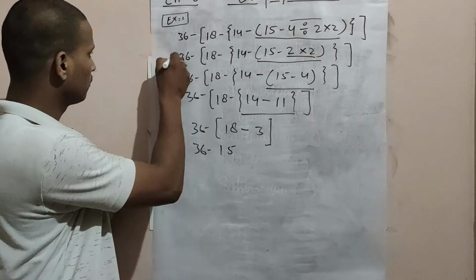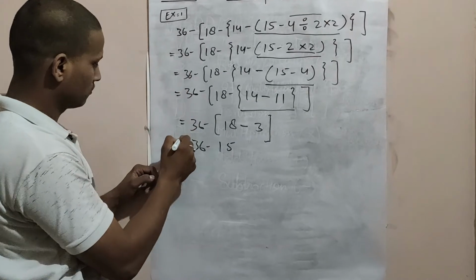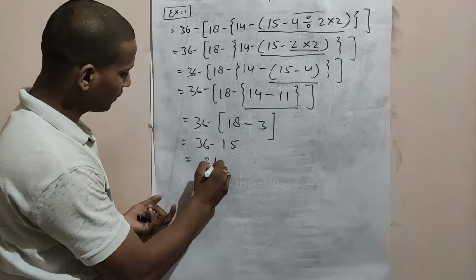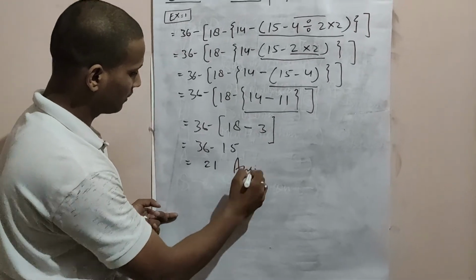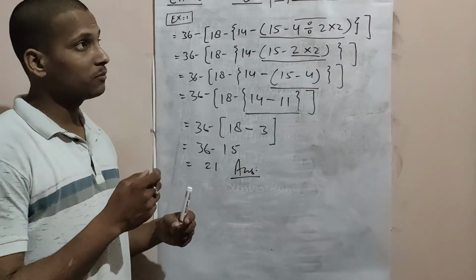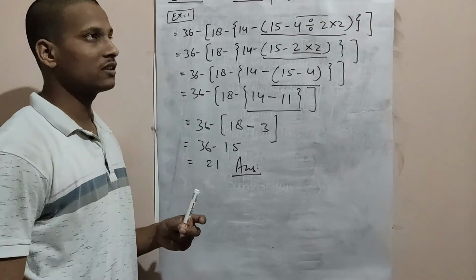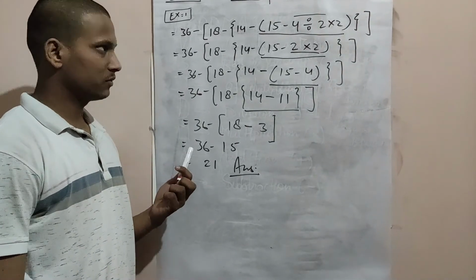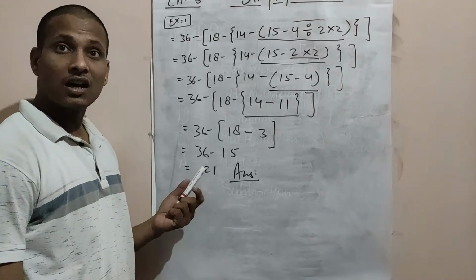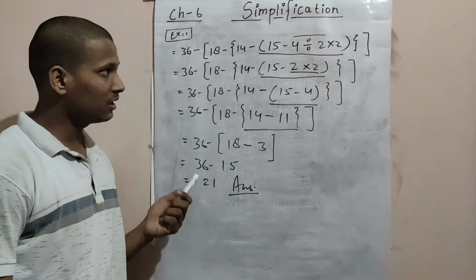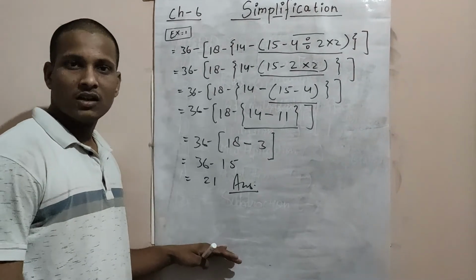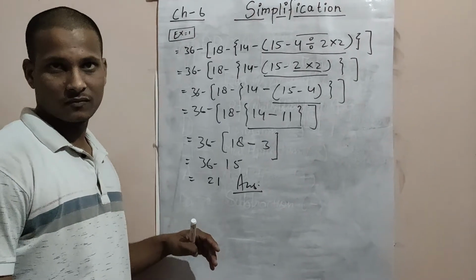Now 36 minus 15 is 21, and that is our answer. First you need to solve the parenthesis. In parenthesis, if there are a number of terms, you need to solve each term applying BODMAS in the parenthesis. After that curly braces, then the big bracket, and after that the final answer. Okay, understand? Let's take one more example.